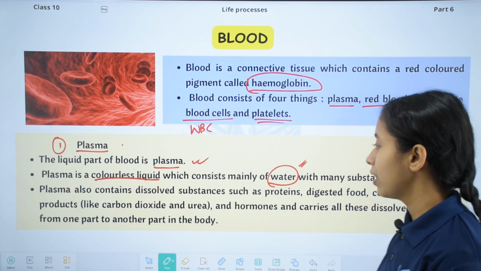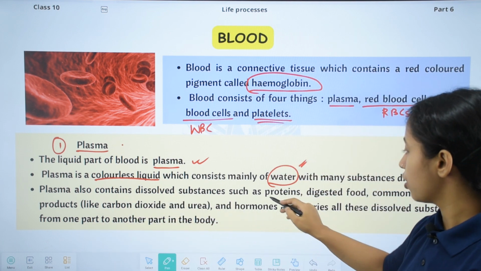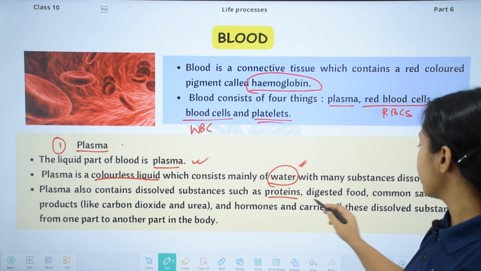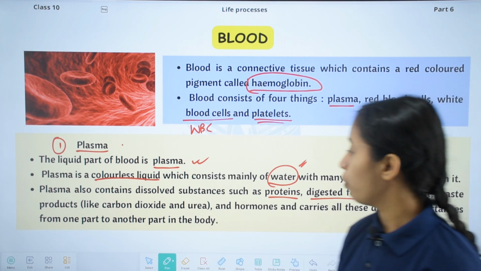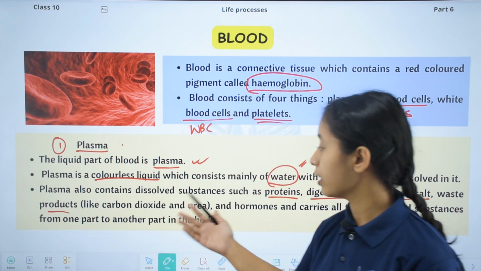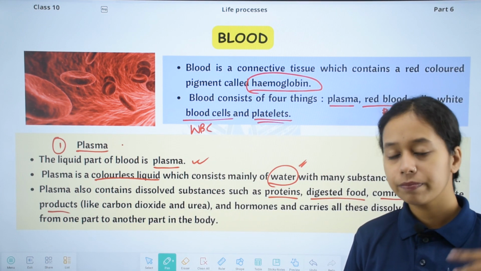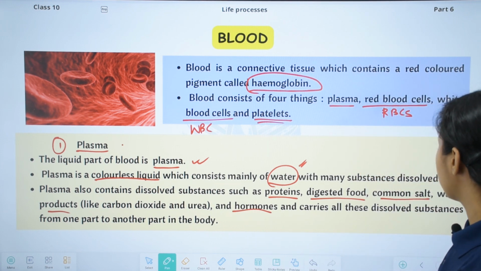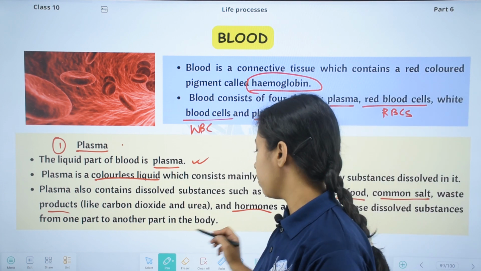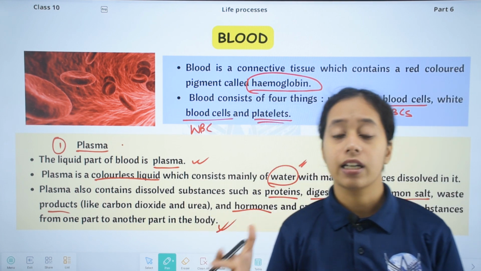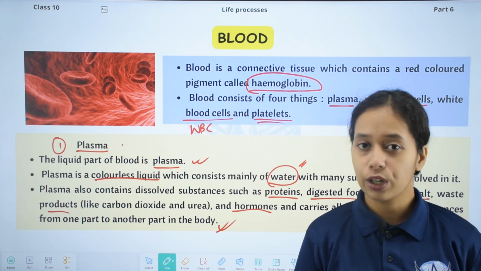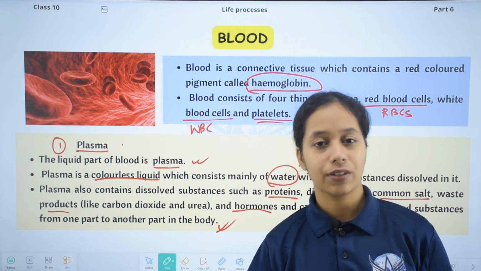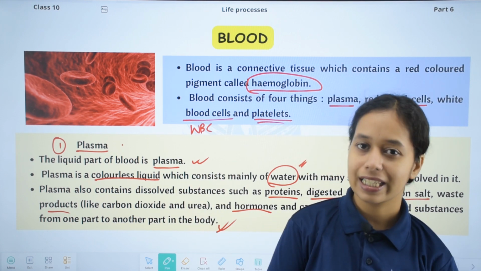Plasma also contains dissolved substances such as proteins. We have proteins, digested food, common salt, waste products like carbon dioxide and urea, gaseous or in other forms, and hormones, and it carries all these dissolved substances from one part to another part of the body. Plasma does this because it is a liquid, a fluid. So it transports all these dissolved substances from one part of the body to another part of the body.